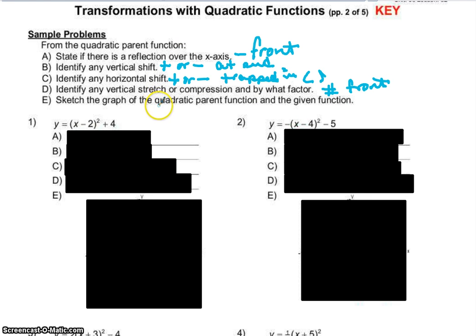The transformations are listed on the wall. You should have note cards, you should have notes. This is not new stuff. So the first thing is, is there a reflection over the x-axis? Is there a negative at the beginning? And there's not, so there is no reflection.